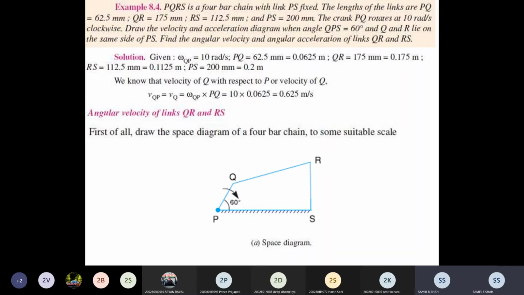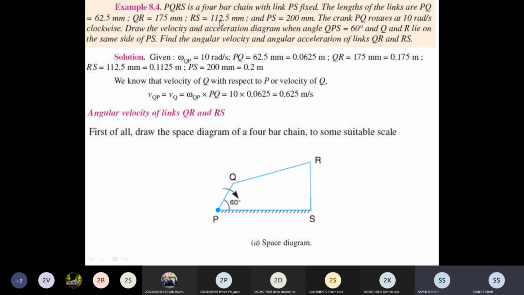PQRS is a 4-bar chain with link PS fixed. So initially we have to draw PS fixed, which may be a horizontal line. The length of link PQ is 62.5 mm. So we have to take 62.5 mm for this PQ. QR is equal to 175 mm. So take Q as a center and draw the arc. We get the QR, we just have to draw the arc.